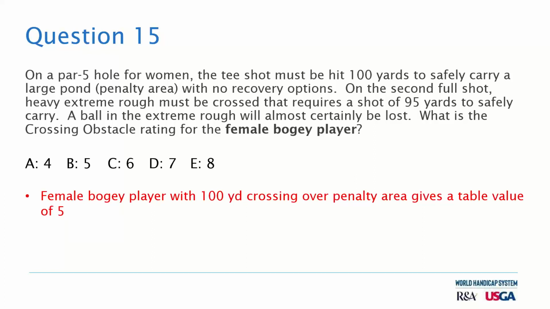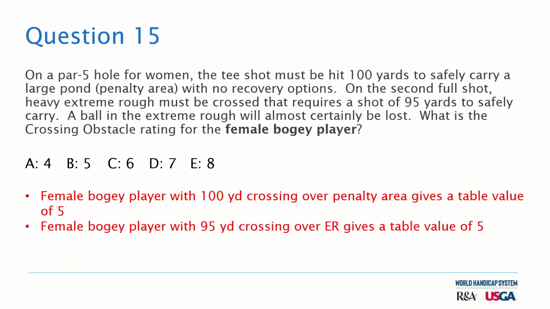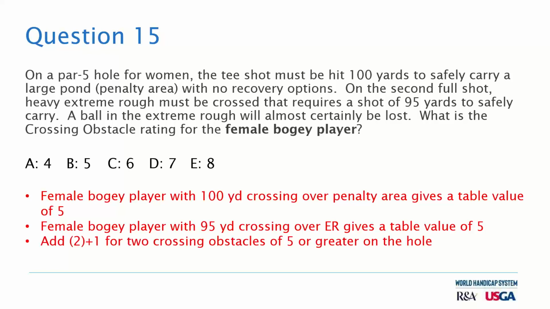So looking at the tee shot, a 100-yard crossing obstacle table value for a female bogey player is going to give us a 5. The second shot over the extreme rough of 95 yards is also going to give us a 5. We take the higher of the two values normally. However, when both values are 5 or greater, two 5s or greater add up to be additional points, which is that 2 adjustment. The number 2 means it comes into play 2 or more shots. Because they both are 5 or greater and they add up to be 10 points, we add an additional point to the higher value, which in this case is 5, plus the 1 additional point gives us a final rating of 6.